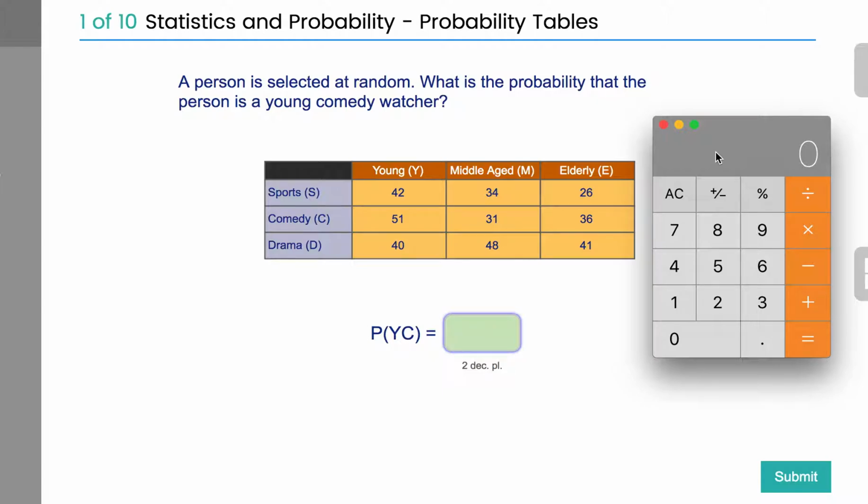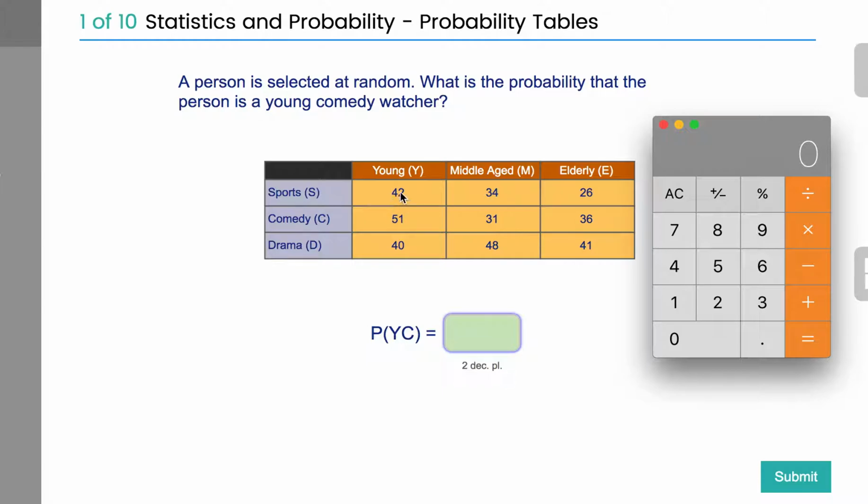So in these sets of questions, we just have to read the question carefully and then do some calculating on the numbers, okay? A person is selected at random from all these people. What is the probability that the person is a young comedy watcher? So these are the young people, middle-aged people, old people, and whether they like sport, comedy, or drama. So the young comedy watchers are these guys here. There's 51 of them. Hopefully you agree there's 51 of them.